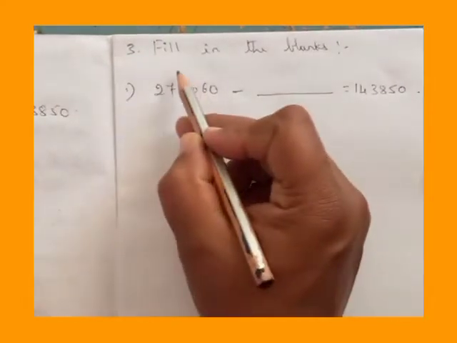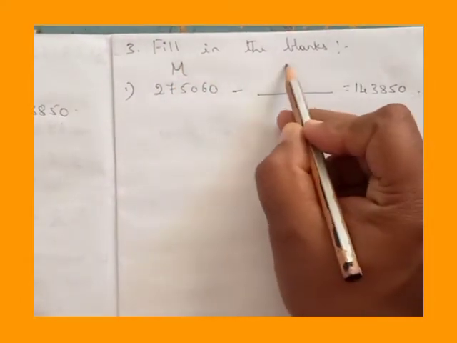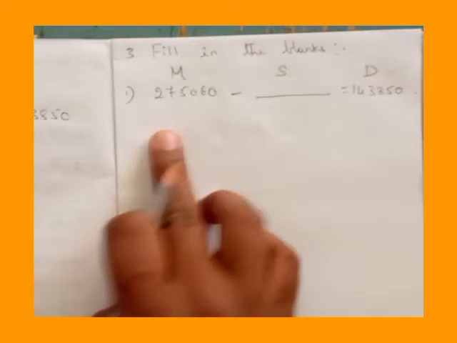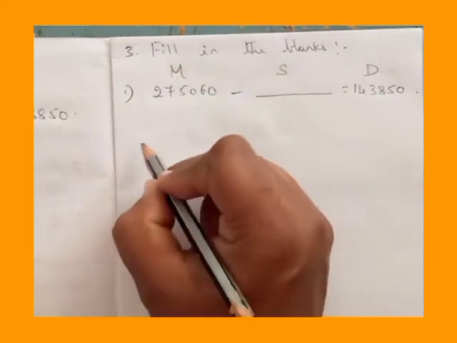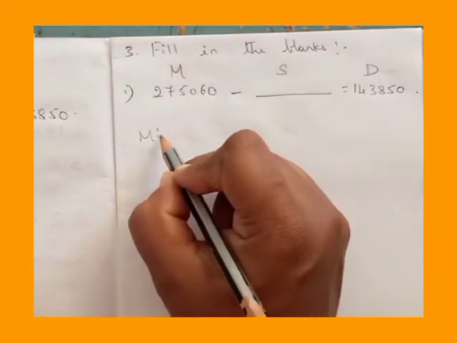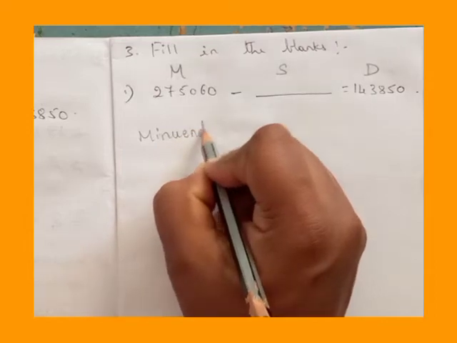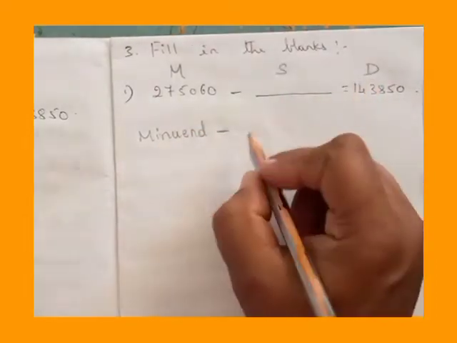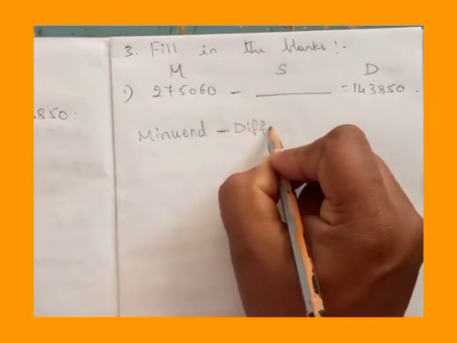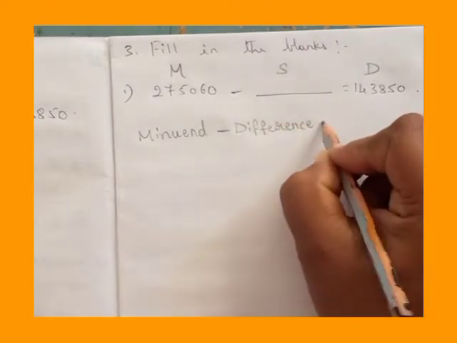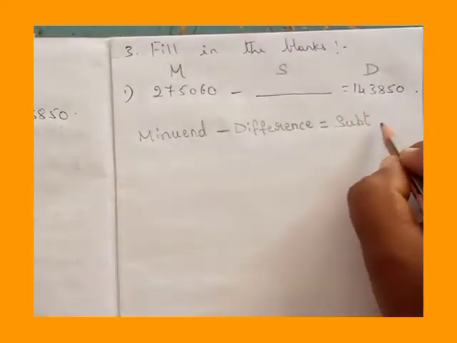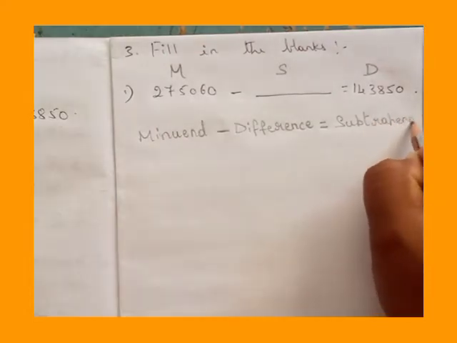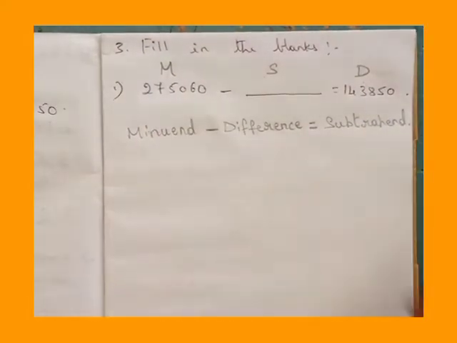1,43,850. Okay. So now this is the minuend, this is the subtrahend and this is the difference. The answer is given, the minuend is given, and one more, the subtrahend we need to find out. For that there is a formula, dear children. So minuend minus difference is equal to subtrahend. Okay, so this is the formula for this.